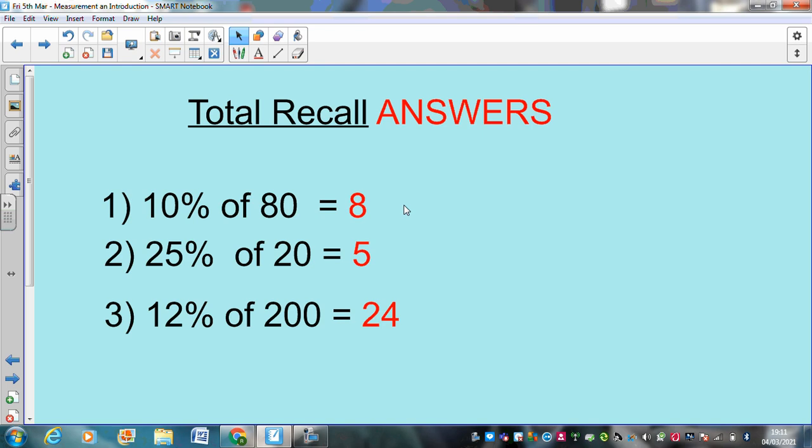And then 12% of 200. You could either calculate this as finding 10%, then finding 1%, and then another 1%, and adding them together. So 10% of 200 is 20, and 2% of 200 is 4, so 24. Or you could simply say that 12% of 100 is 12, so 12% of 200 must be double that, 24. Okay, on with today's lesson.